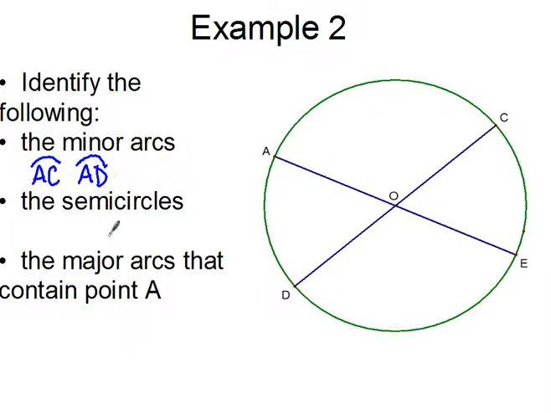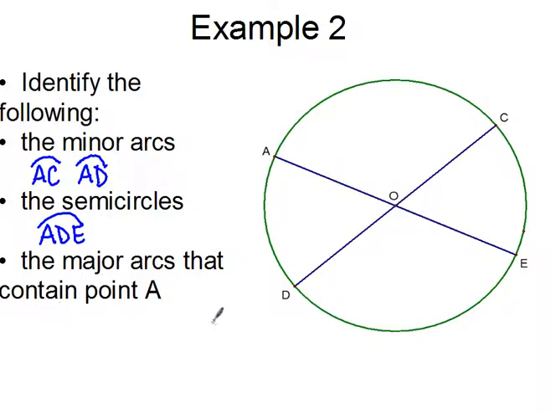A semicircle you have to name by three letters. So we could go A, D, E because that's 180 degrees. It's half a circle. You could also say ACE. That would be another semicircle. You could do CAD. That's another semicircle. One more would be DEC. I think there's four semicircles total in this picture.